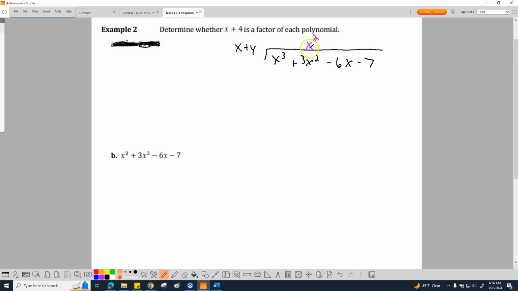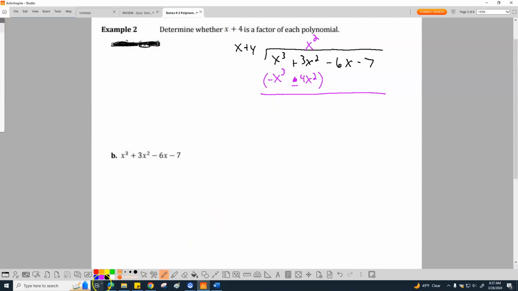We kind of have to do this process, this chain reaction. X squared times x to the 1 is x cubed. X squared times 4 is 4x squared. And now we've done everything we can up to this point, so we stop real quick. Now we have to subtract this. Remember, whenever we subtract, we basically change the sign. So this is a positive x cubed, I'm going to change this to a negative. This is a positive, I'm going to change this to a negative. And now we're ready to rock and roll.